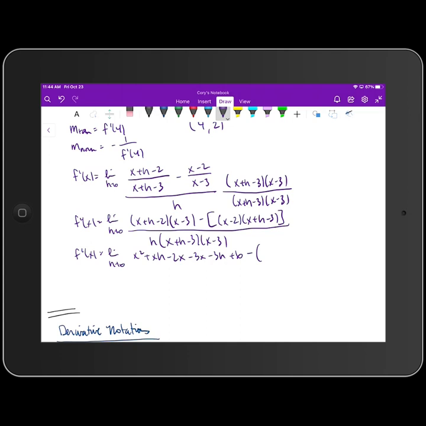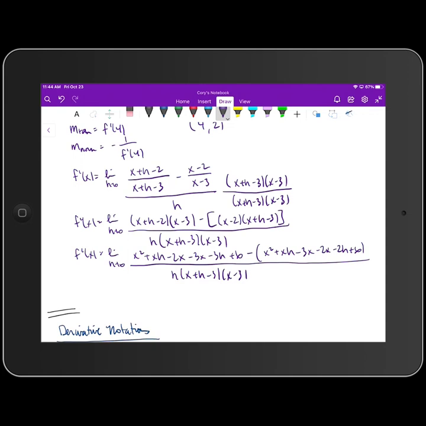Okay, so when I distribute x across all three terms, we get x squared plus xh minus 3x. And then when I distribute negative 2 across all three terms, we get minus 2x minus 2h plus 6. All over my denominator. Okay, so we get h times x plus h minus 3 times x minus 3.